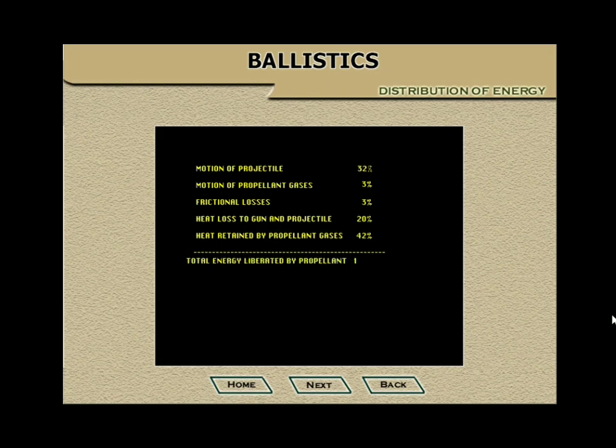Certain minor effects include rotational energy to projectile 0.15%, recoil energy 0.1%.